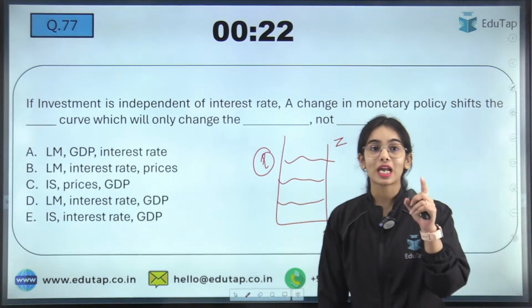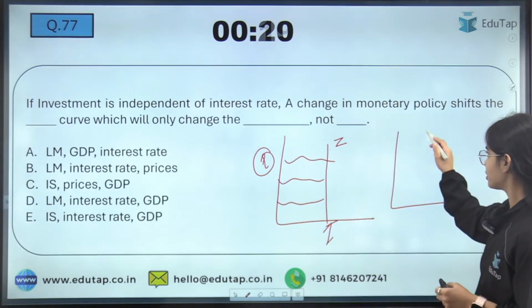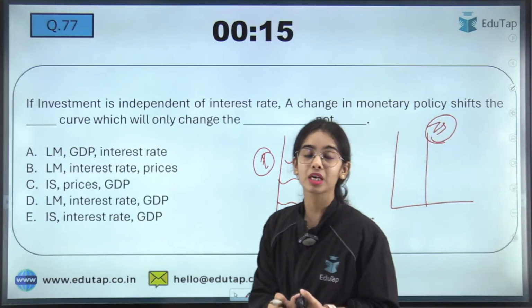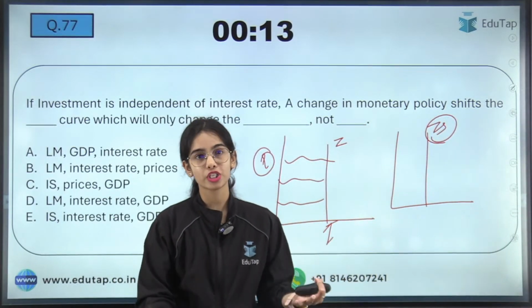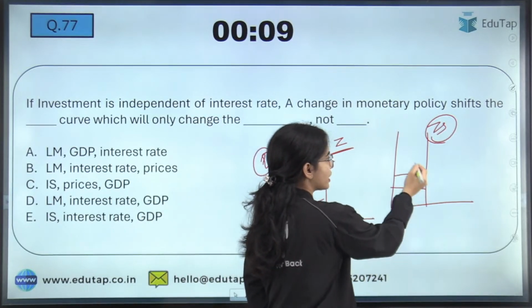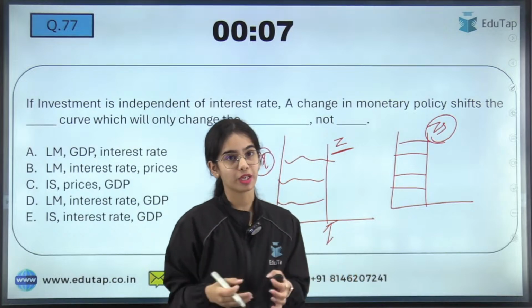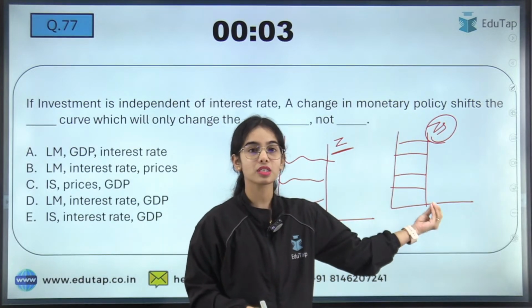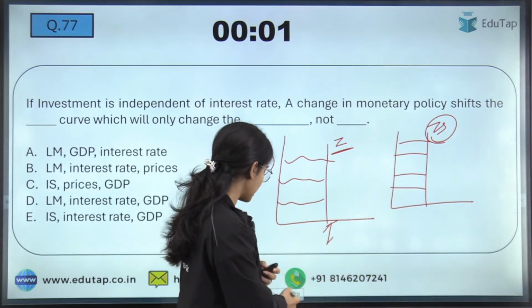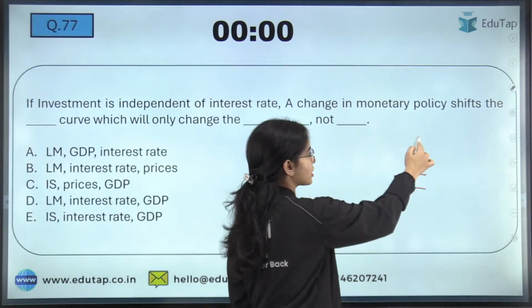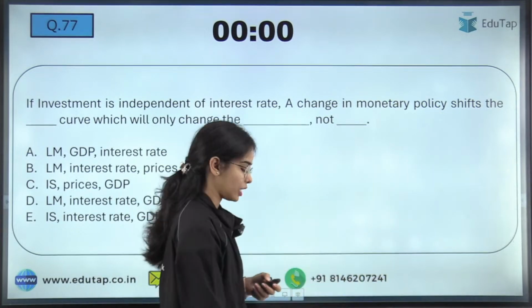So that means your IS curve shows the combination of the rate of interest and level of income. Now this also does not change with the change in rate of interest because the investment is not changing. So the IS curve, which shows the goods market equilibrium, also does not change with the change in level of income. So the IS curve is vertical in this case. If the investment does not depend upon the rate of interest, that means the IS curve also does not depend upon the rate of interest.